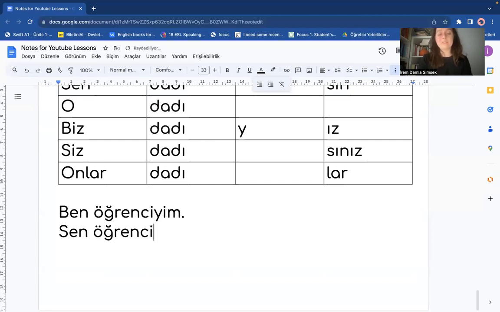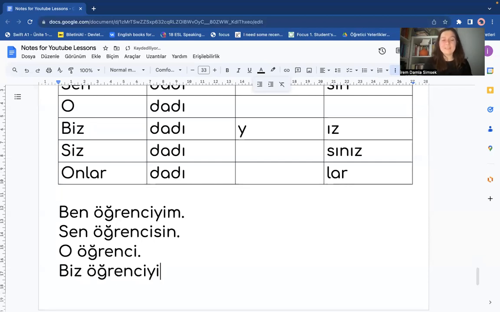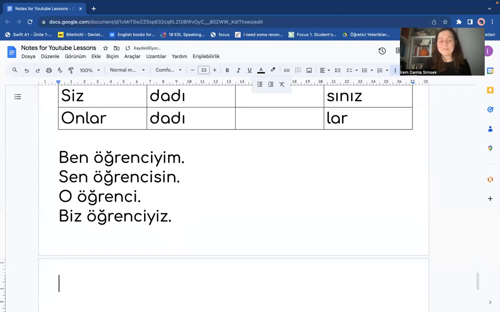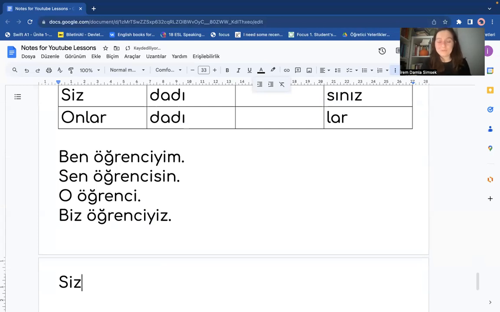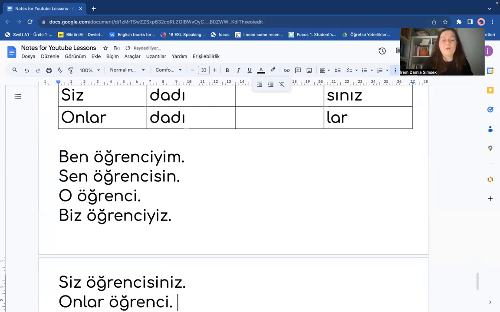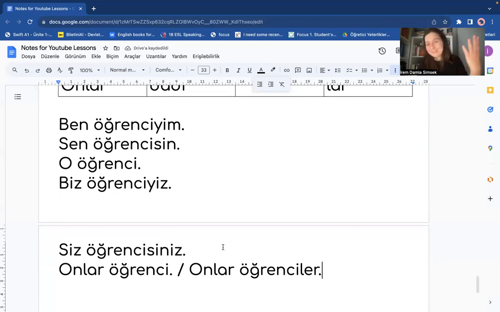Sen öğrencisin. You're a student. O öğrenci. She's a student, he's a student. Biz öğrenciyiz. We are students. Siz, polite you or plural you, öğrencisiniz. Onlar öğrenci, onlar öğrenciler. They are students.